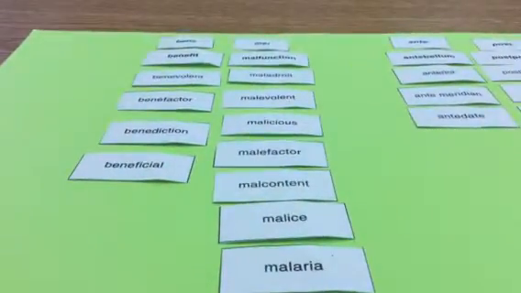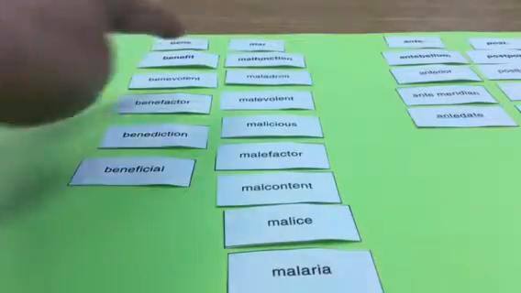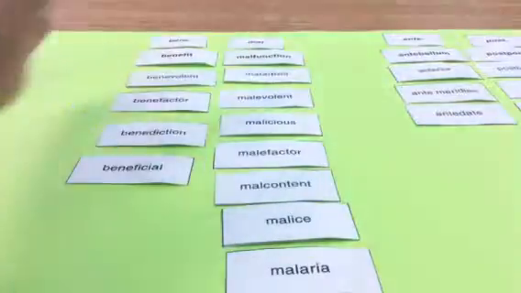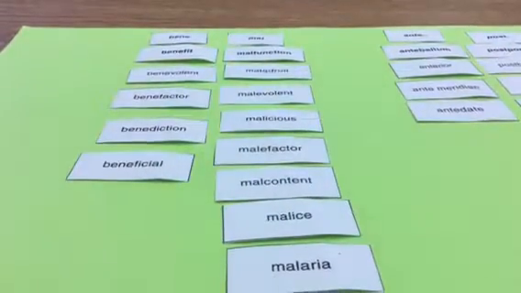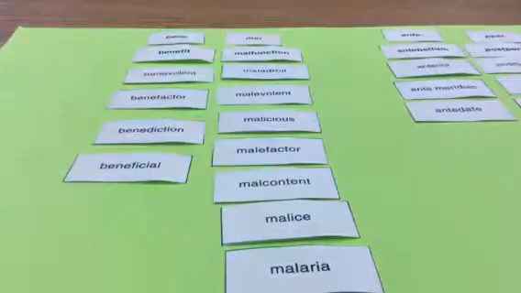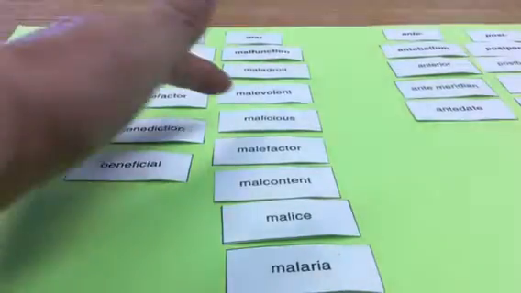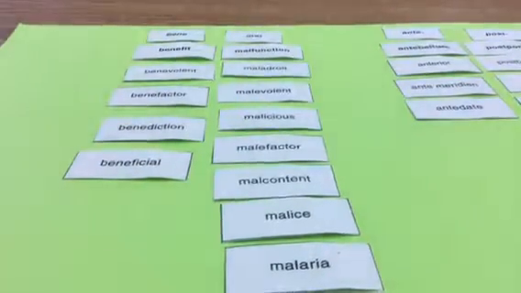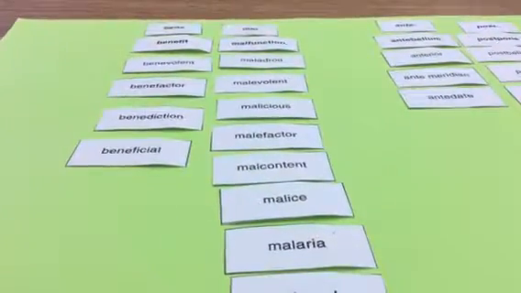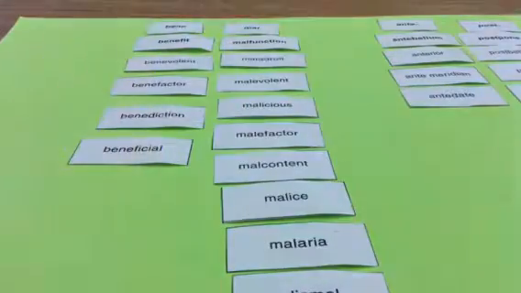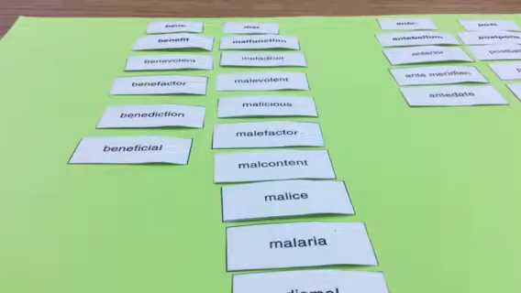And then under mal, which means bad, we have malfunction. That's if something doesn't work right. A maladroit is a person who is kind of clumsy. Malevolent means a person that means to do evil. Malicious means to do bad things to other people with intent. Malefactor is a person who commits a crime.